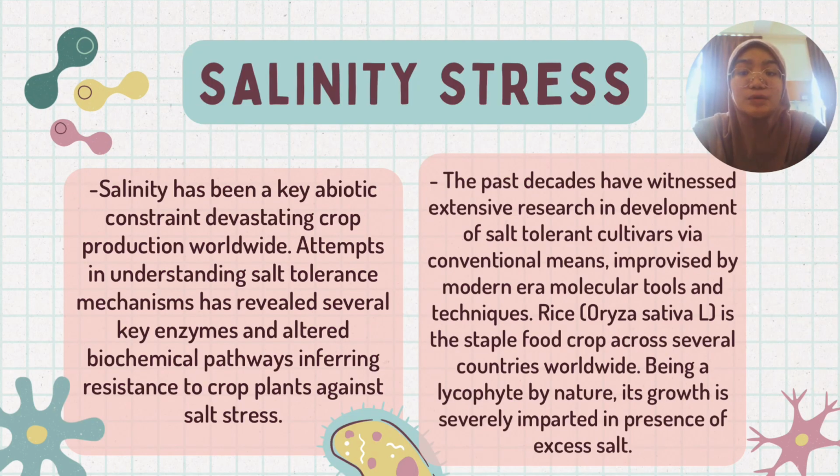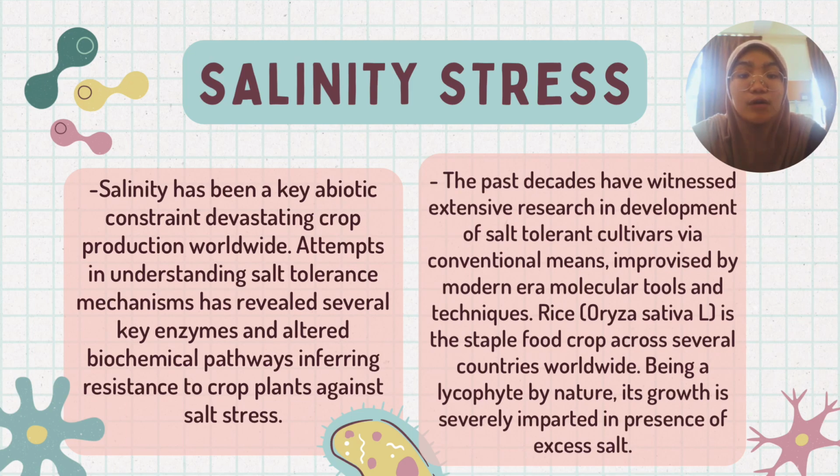Next, salinity stress. Salinity has been a key abiotic constraint to crop production worldwide. Attempts at understanding such tolerance mechanisms have revealed several key enzymes and altered biochemical pathways conferring resistance to crop plants against such stress. The past decades have witnessed intensive research in development of such tolerant cultivars via conventional means, improvised by modern era molecular tools and techniques.